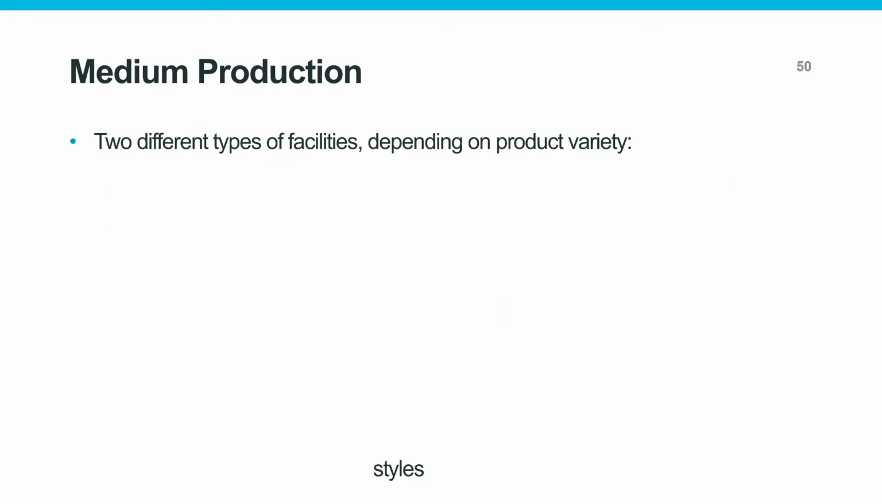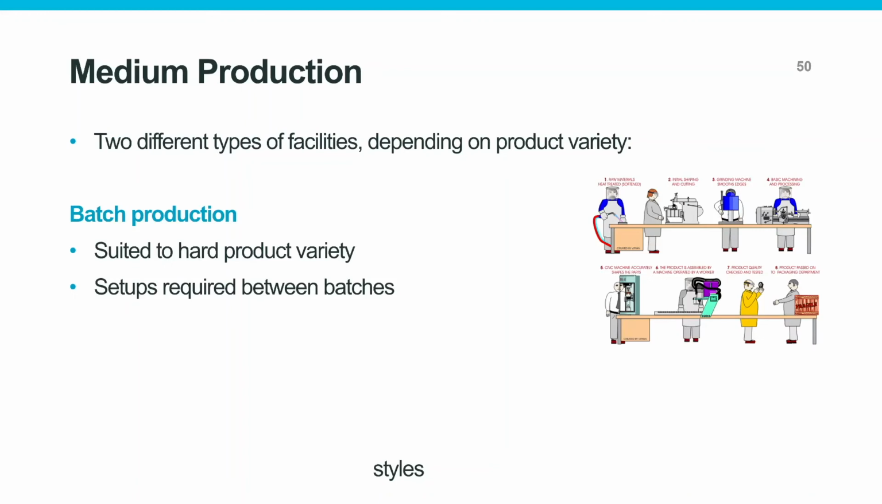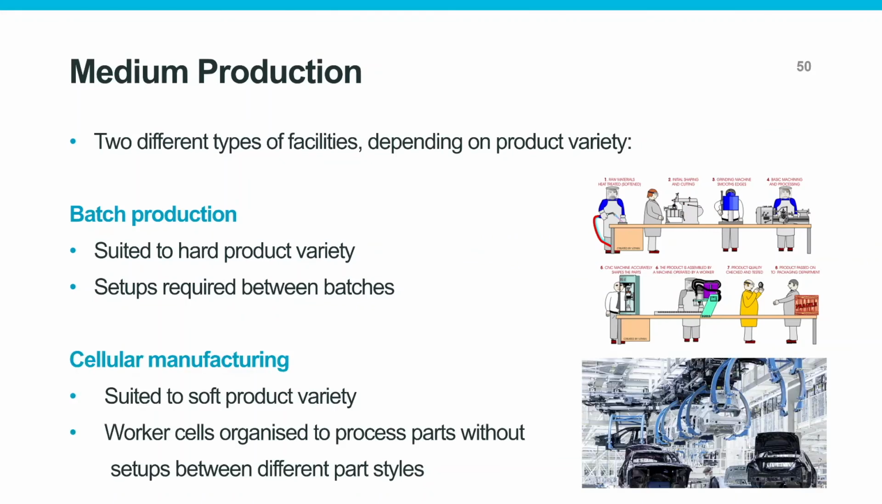We can divide the medium production into two different categories, depending on the product variety. Batch production is suited to hard product variety, and setup is required between the batches. So the products go to different stations and different operations are done on them. On the other hand, we have cellular manufacturing, which is quite well known these days. It is suited to soft product variety, with worker cells organized to process parts without setups between the different part styles.